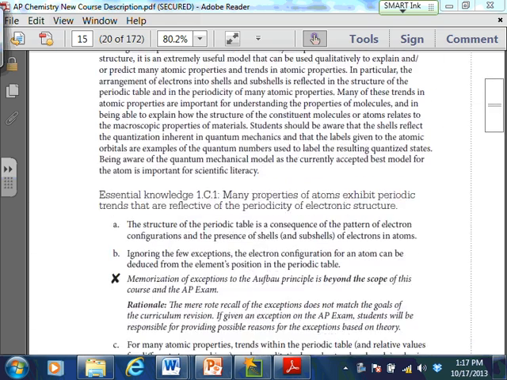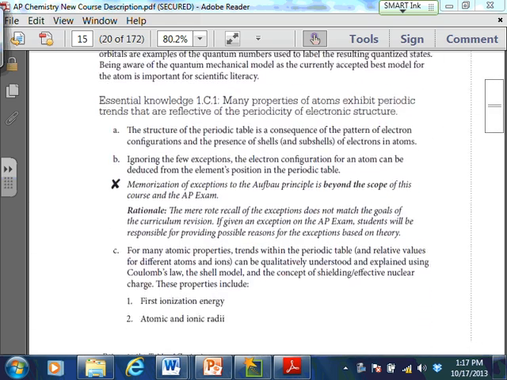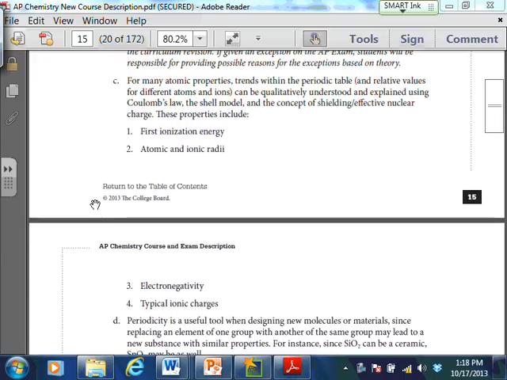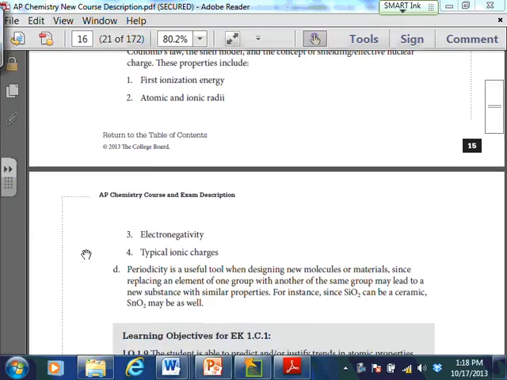1C1, C, and D. For many atomic properties, trends within the periodic table can be qualitatively understood using Coulomb's law. They're repeating themselves a lot here. The shell model and the concept of shielding. Okay. And so the properties that they say you can really use this for are ionization energy, atomic and ionic radii, electronegativity, and typical ionic charges.